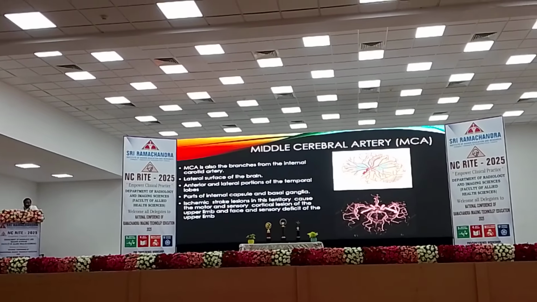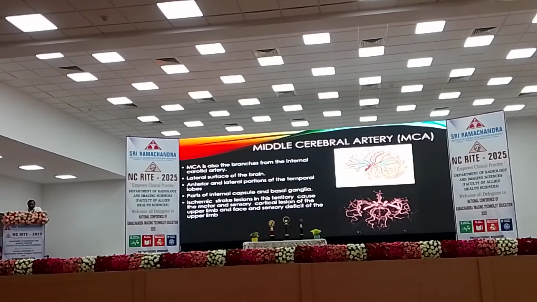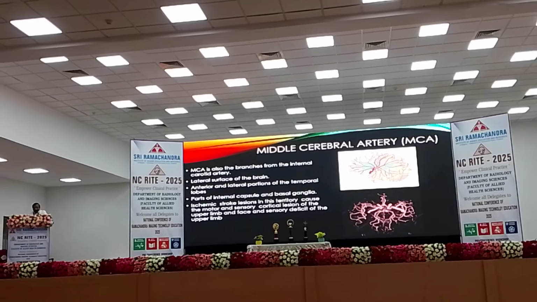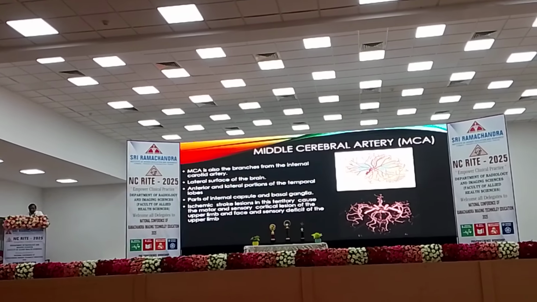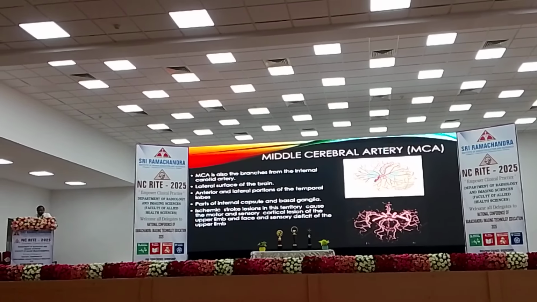Second is the middle cerebral artery, a branch of the internal carotid artery. It supplies the lateral surface of the brain, the anterior and lateral portions of the temporal lobes, and part of the internal capsule and basal ganglia.